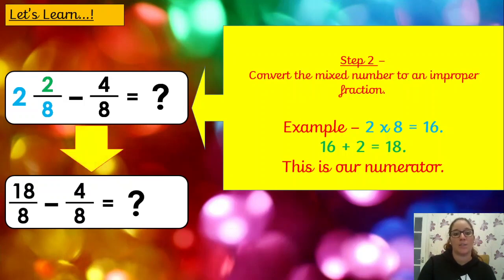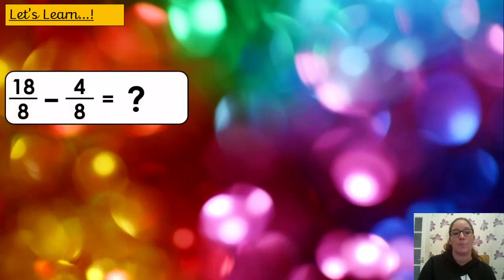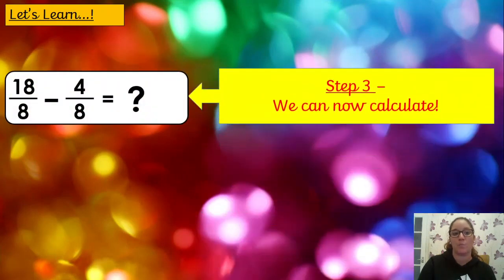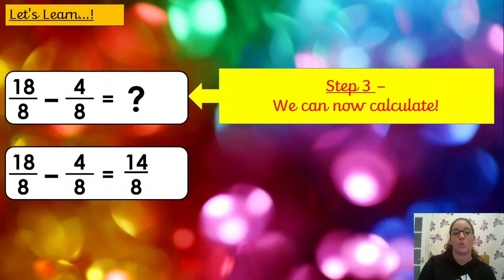Okay, we're just going to calculate across the top. 18 take away 4 is 14. Denominator stays the same. Okay. I wonder how many times I've said that already, and I wonder how many more times I'm going to. It's really important that you remember.